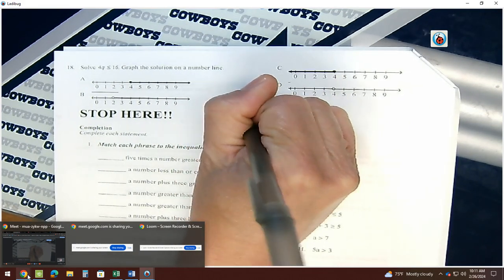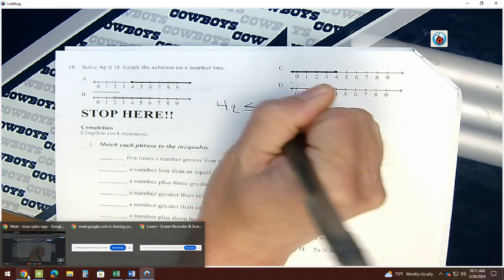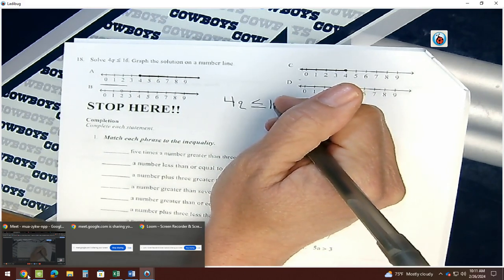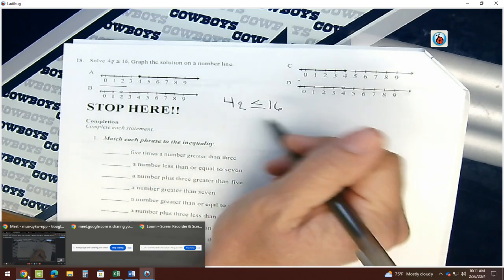4Q is less than or equal to 16. This is the last one for today. Remember that the homework is just 1 through 12. But this is the last one for today for the class.